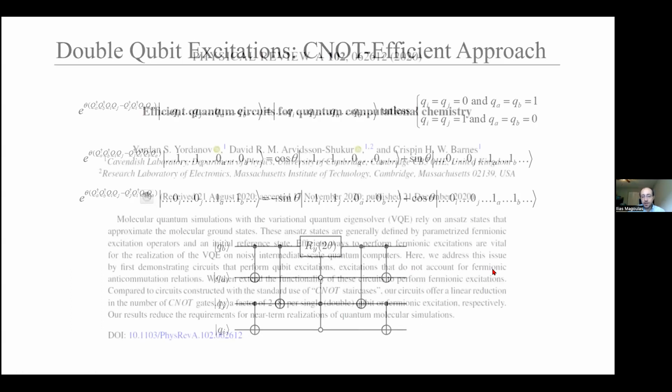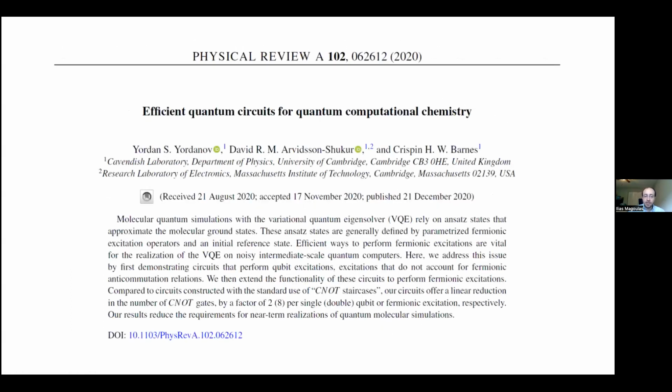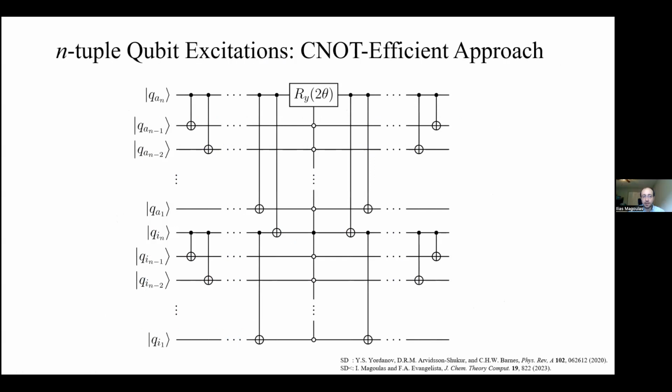These circuits were already proposed in 2020 by Yordanov and co-workers. So what Francesco and I did was to extend their approach to n-tuple fermionic excitations and qubit excitations. So this is how the circuit would look like in the case of an n-tuple qubit excitation. Now the question is, how many CNOTs does this circuit contain?